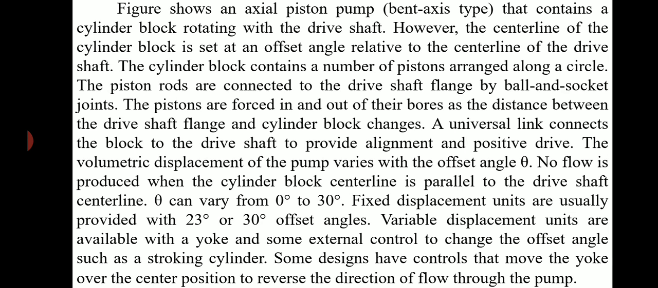The cylinder block contains a number of pistons arranged along a circle. The piston rods are connected to the drive shaft flange by ball and socket joints. The pistons are forced in and out of their bores as the distance between the drive shaft flange and cylinder block changes. A universal link connects the block to the drive shaft to provide alignment and positive drive.